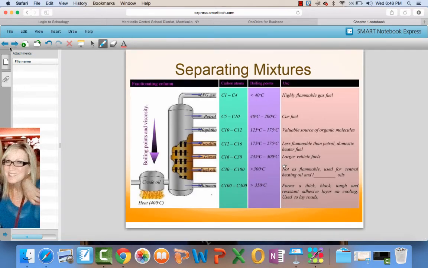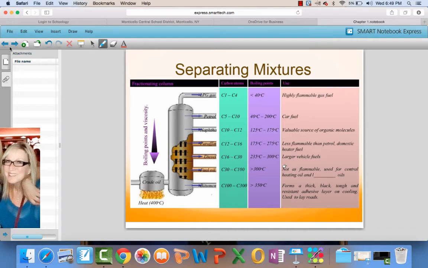Here's an example of fractional distillation. And you had a lab or a picture of this similar last year. Notice that when you have 1 to 4 carbons, the boiling point is extremely low as opposed to 100 to 300 carbons. And this is different types of fuel.